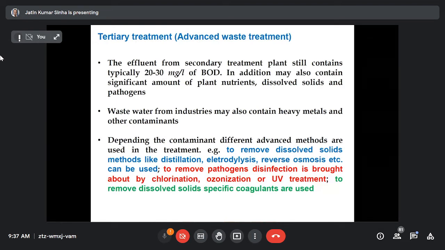Wastewater from the industries may also contain heavy metals. So we are not limited to sewage water. Some of the water is also coming from industrial activities. The water coming from those sources can also have other toxic metals like heavy metals or other contaminants. For that, we need to go for the advanced treatment process. Depending on the contaminants, different advanced methods are used in this treatment.